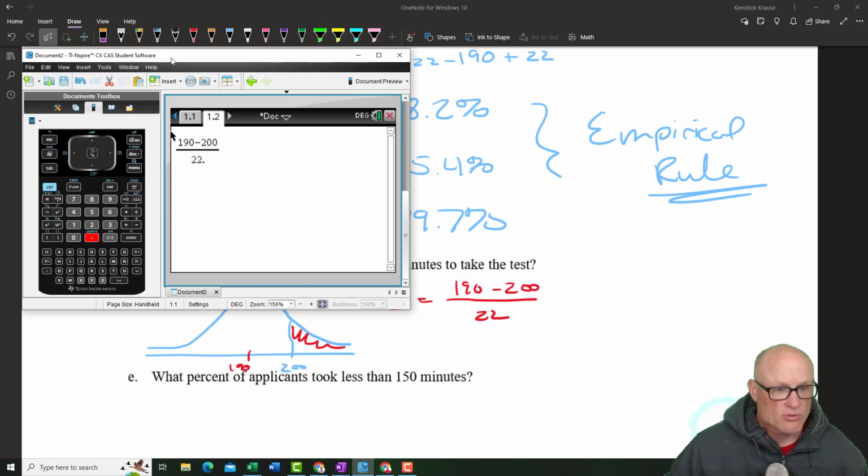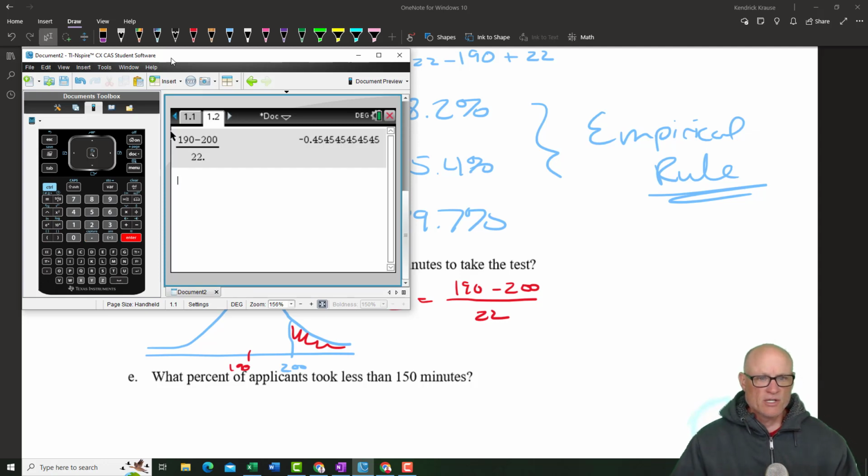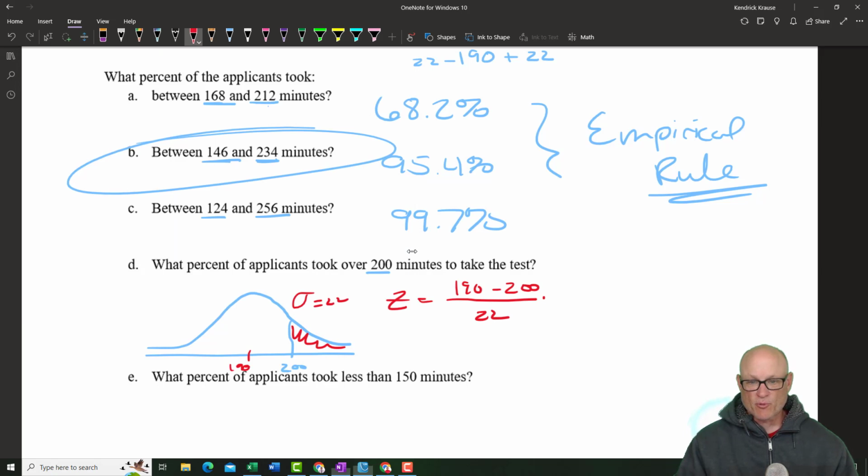Over 22, decimal. There it is: negative 0.454545. So it's actually negative 0.45. Oh, I did this backwards. See, that was cool. It's x minus mu, so it should be 200. I was trying to wonder why I got a negative. I didn't do that on purpose, but I'm glad I did. Why did I get a negative z-score when I know doggone well my number's on the right? It doesn't make any sense. So it should be positive 0.45.